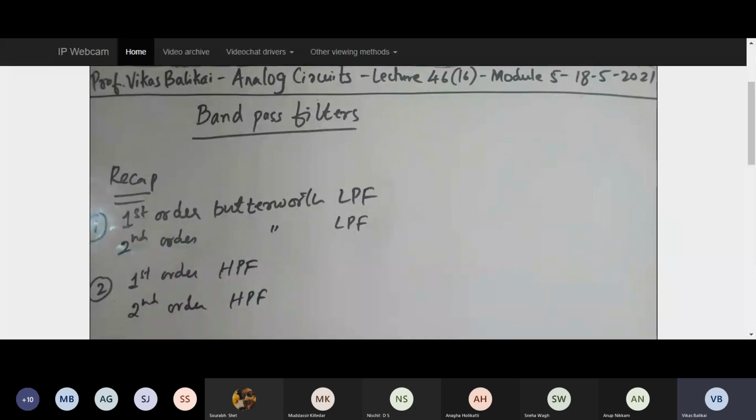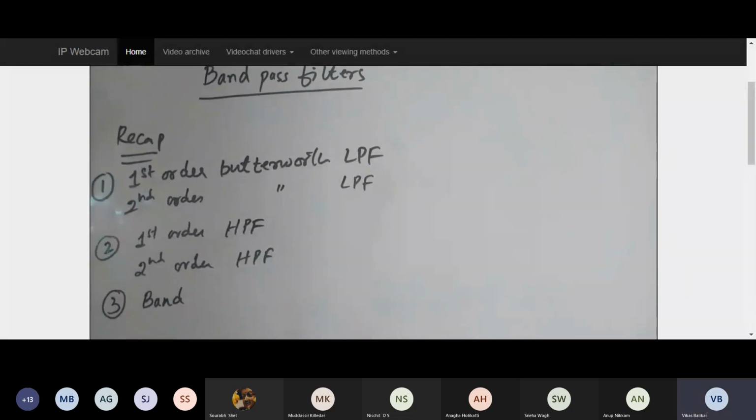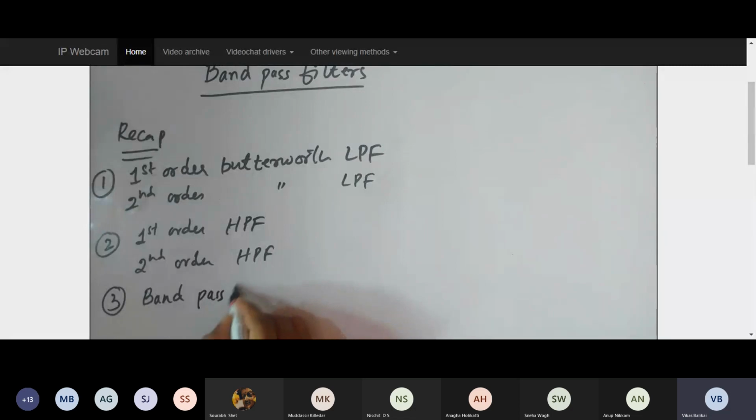In fact, yesterday I told you about the first order high pass filter, and I'm going to give an expression regarding the second order Butterworth high pass filter today. I'm going to look into that. And today we're going to have a discussion on the band pass filters, and in these band pass filters, you're going to see two categories, that is wide band and narrow band.